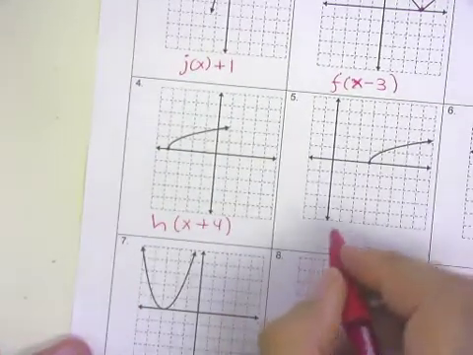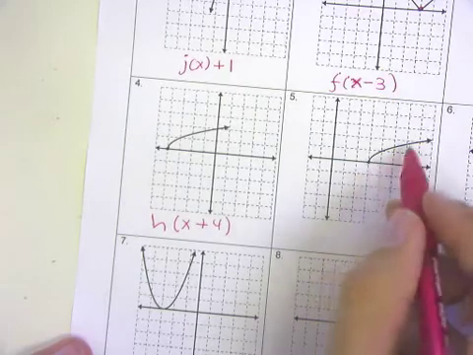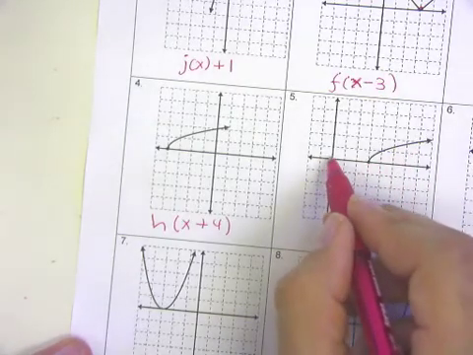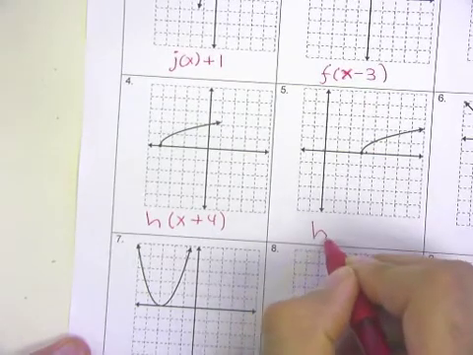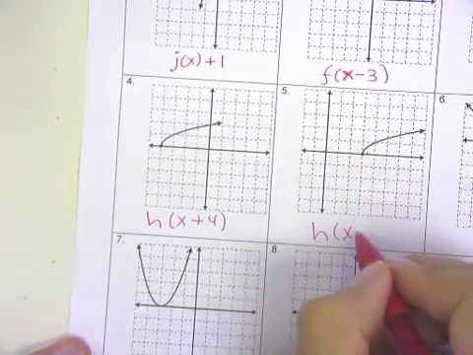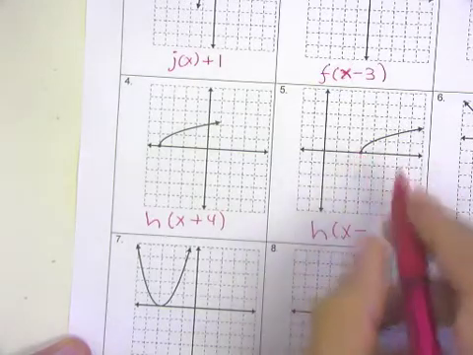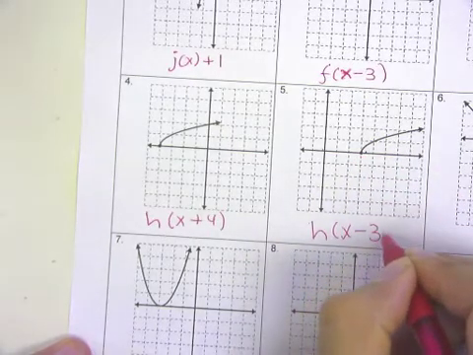Right? And for 5, we're looking at, oh, well, it's still in the middle of the graph, but the origin is over here, so we're actually 3 to the right of where we would usually be. So that would be h of x. It's a side-to-side shift, and it's a shift in the positive direction, so we have to subtract 3.